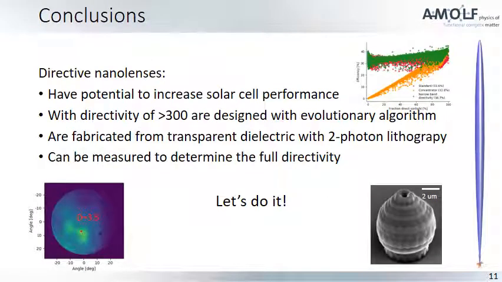But for now we can conclude that directive nanolenses have a potential to increase solar cell performance. We have designed with an evolutionary algorithm lenses with a directivity of over 300, and we can fabricate them with 2-photon lithography. And we have a very unique setup that is able to measure the directivity on them. So now it's just a matter of going back to the lab and combining all of this. So I'm very much looking forward to that.